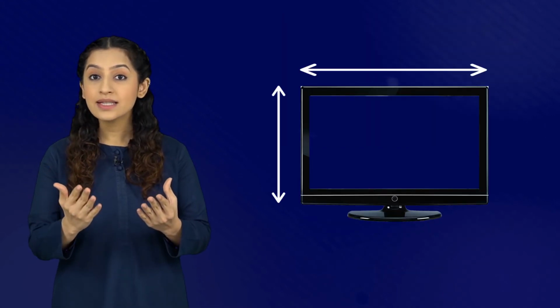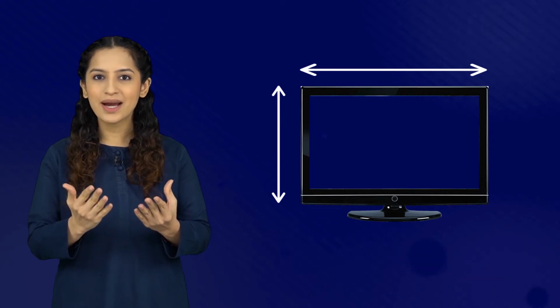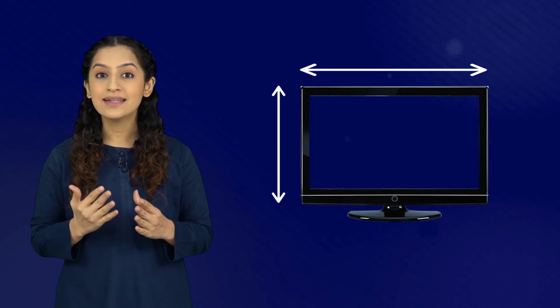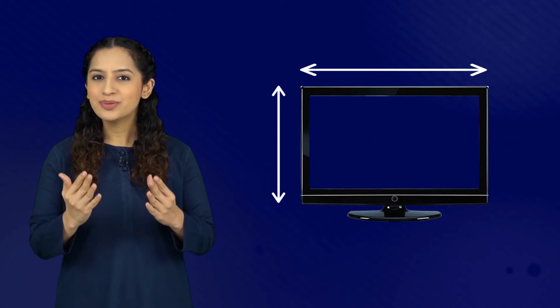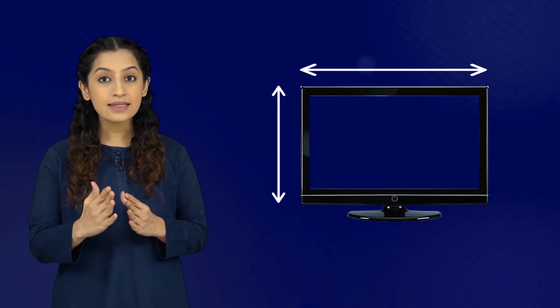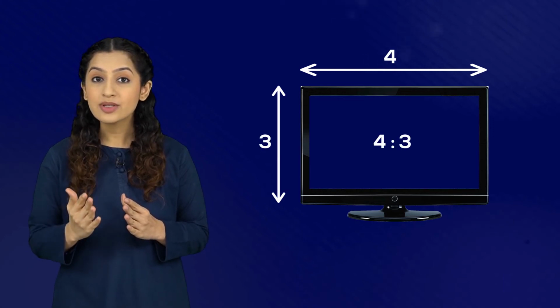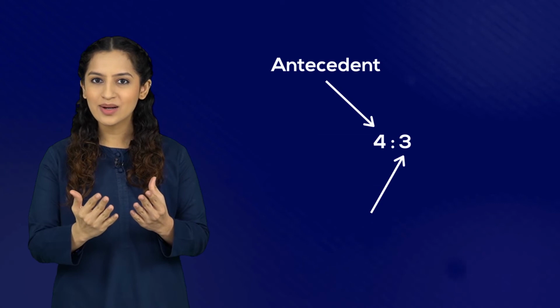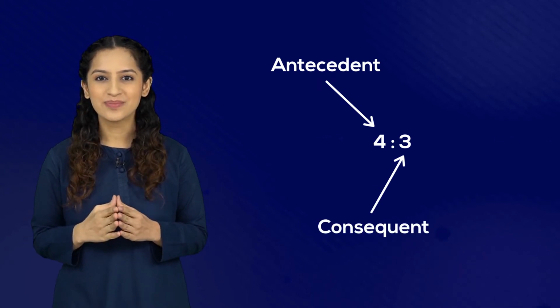What about your TV screen? Its width and height, being similar kinds of quantities, can be compared too, right? They sure can. And while we're at it, let me introduce you to some pretty cool terminologies. Let's say 4:3 is the ratio representing the width of a TV to its height. Then this part, which is the first term, is called the antecedent, while the second one is called the consequent.